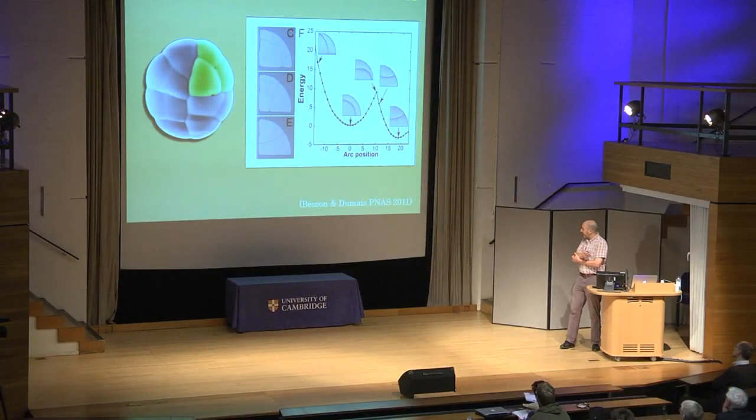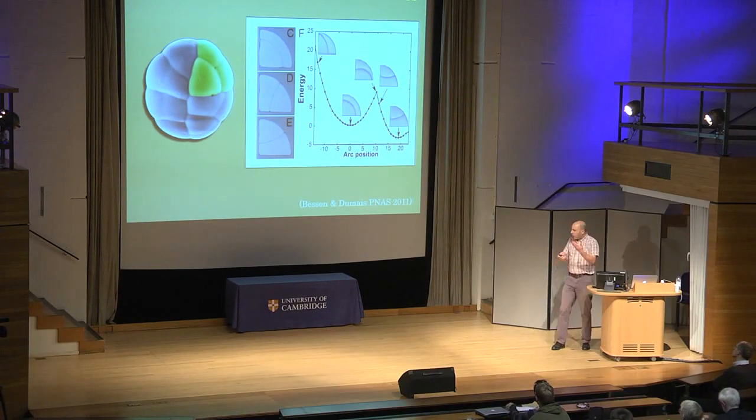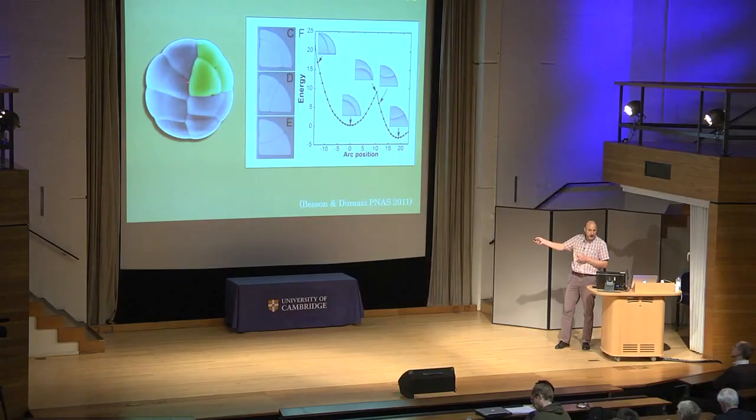So we started asking, what exactly is a cell to do? Why might a cell fall in this minimum versus this one? Why is it that some cells divide like this? It's a small fraction. About 5% of the cells will divide like this. Most of them will divide in this configuration.